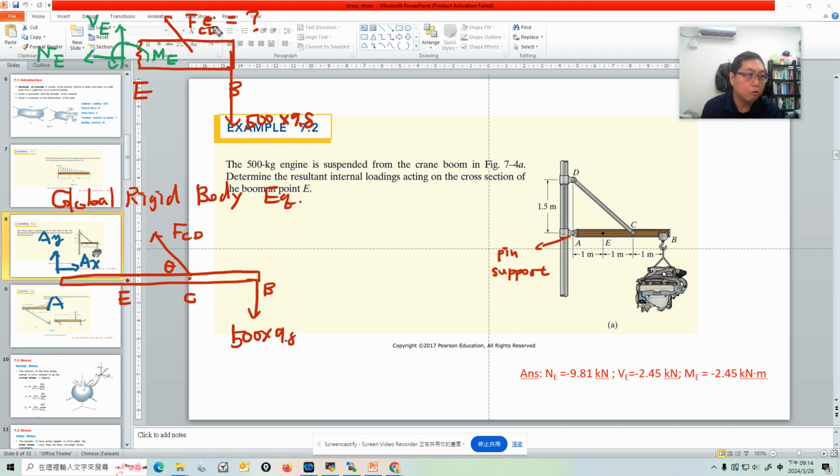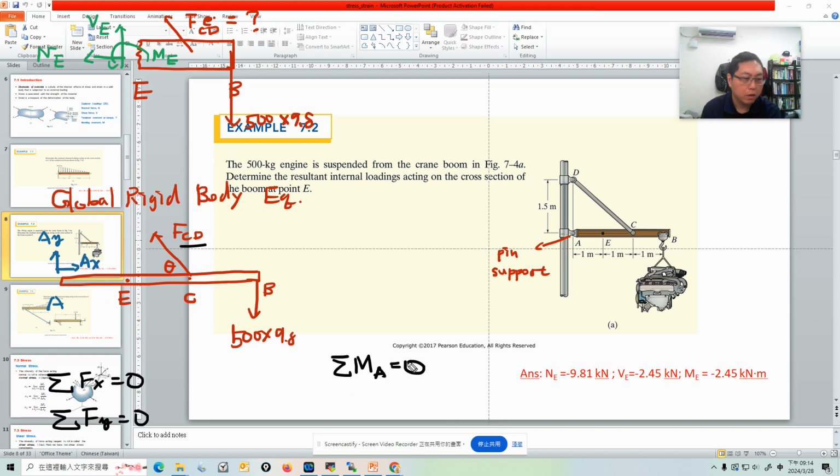Don't forget the goal is to find what FCD is. So we have to list all the equations, but we don't know which equation is going to be used, so we have to list all of them. For the global rigid body equilibrium, which reference point do we want? I think we choose A as the reference point.